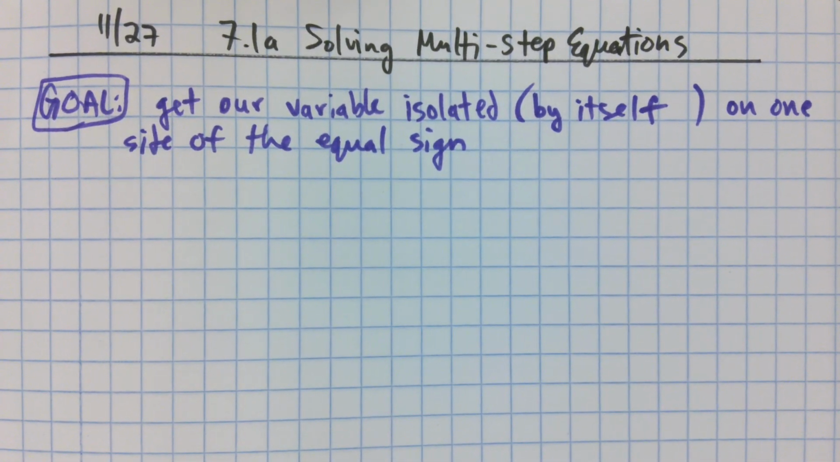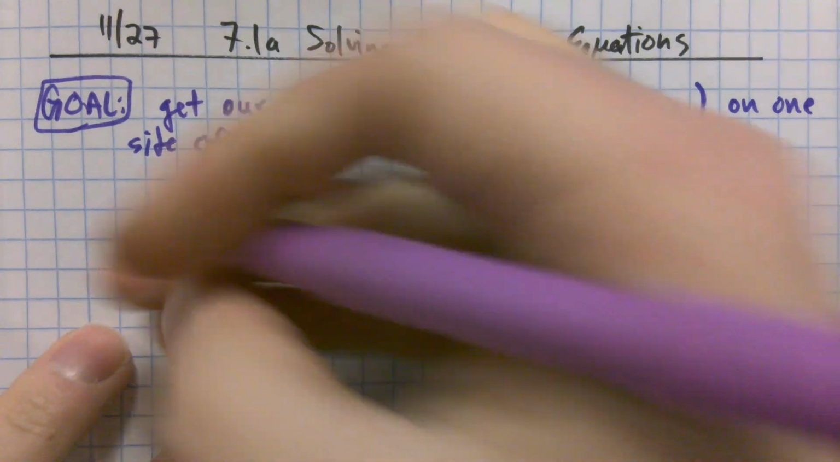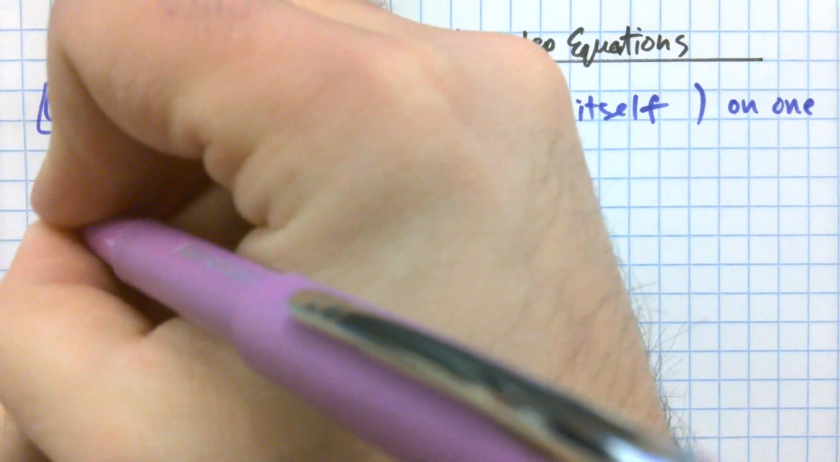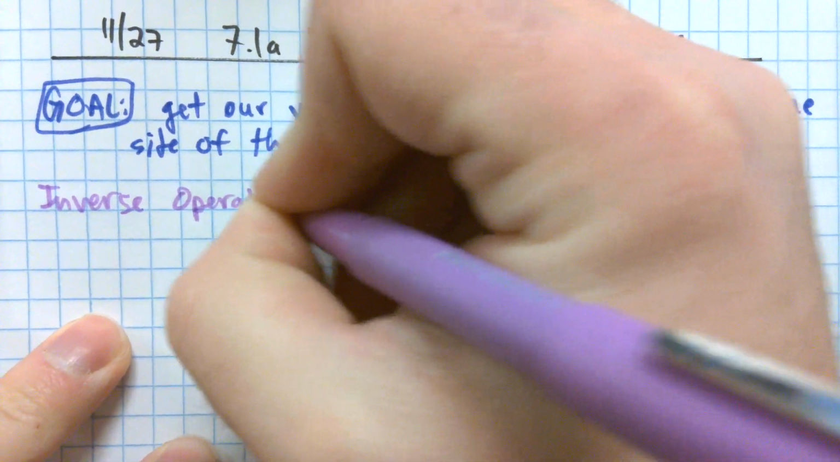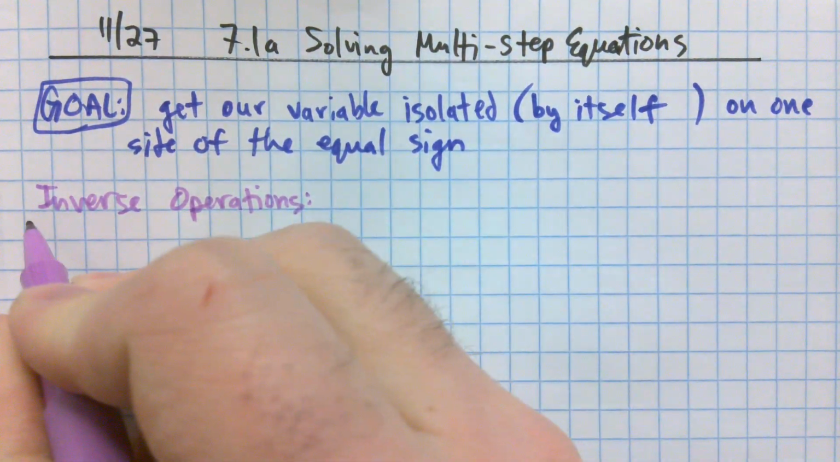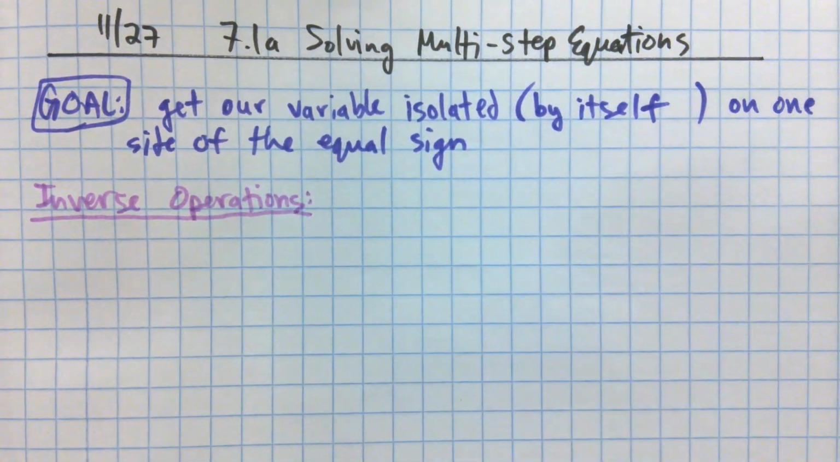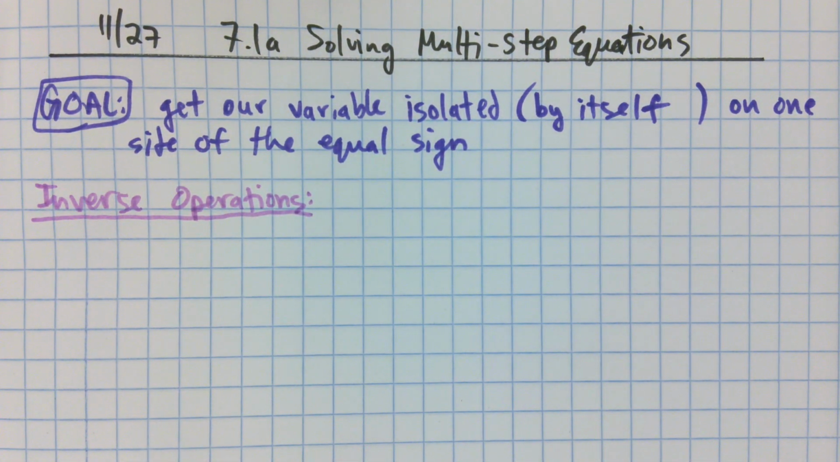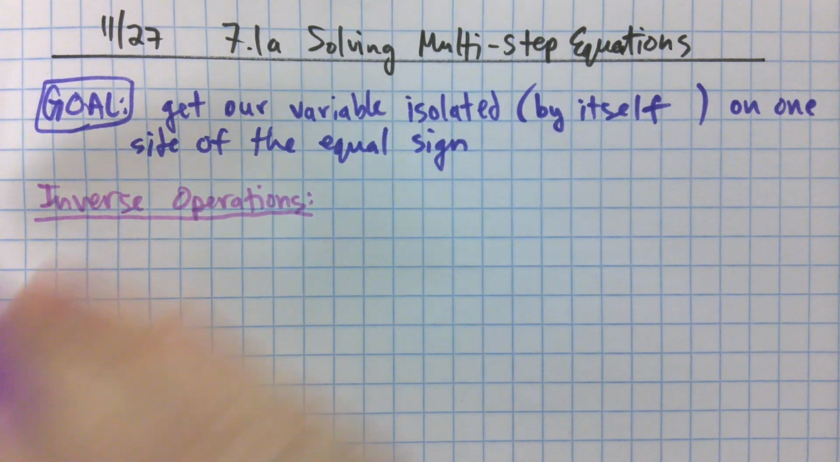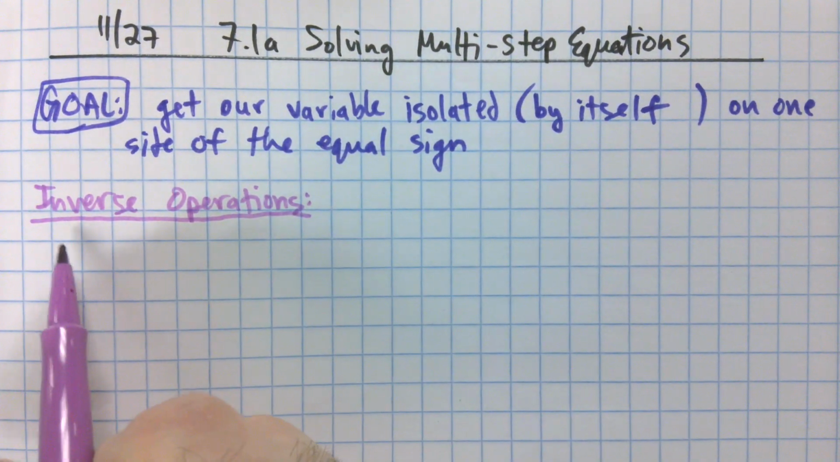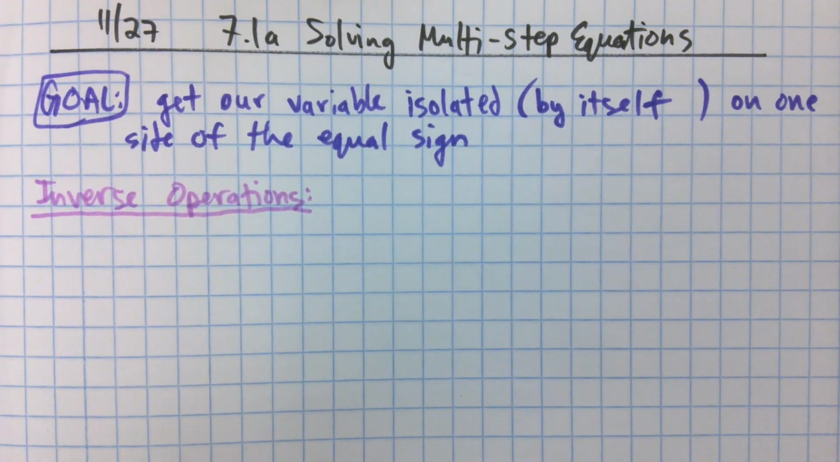The way that we're going to accomplish this is by using inverse operations. What's another word for inverse? Anyone got a synonym for inverse? Starts with an O. Opposite, right? So whatever operation we're doing to our variable, we just have to do the opposite or the inverse.